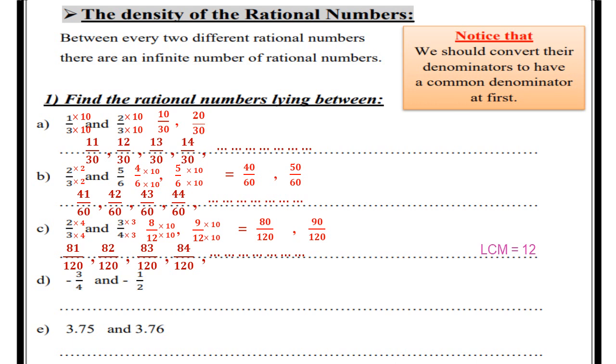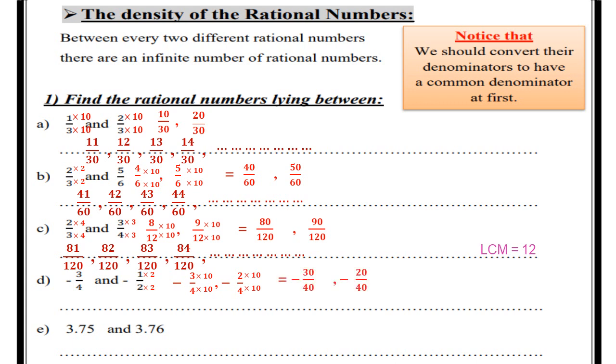D. Negative 3 over 4 and negative 1 over 2. First, I have to get common denominator. So, I will multiply negative 1 over 2 by 2 up and down. Now, to get the rational numbers lying between negative 3 over 4 and negative 2 over 4, I have to multiply both fractions by 10 up and down.